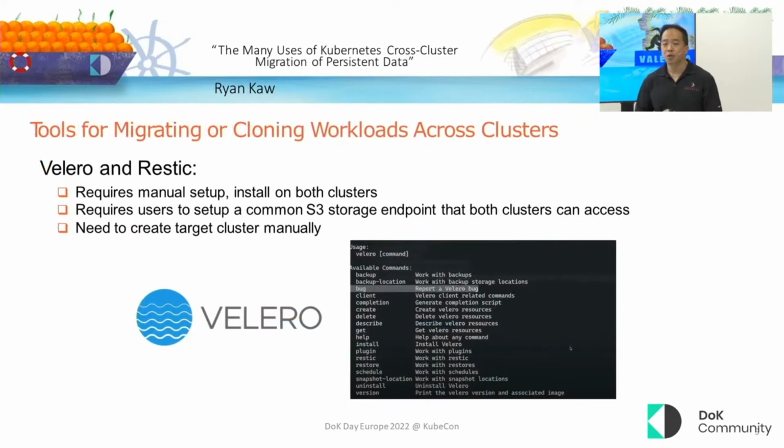So some tools that are available today, open source tools, Velero and Restic, can be used. You can install them both on the respective clusters, the source and then the target, where you're going to want to restore it to. There's usually a common S3 storage endpoint that both clusters can access, because that's going to be your backup target, and then you're going to read from it to restore it into that target cluster. And obviously, you're going to have to create that target cluster manually as well, and then restore that data into it.